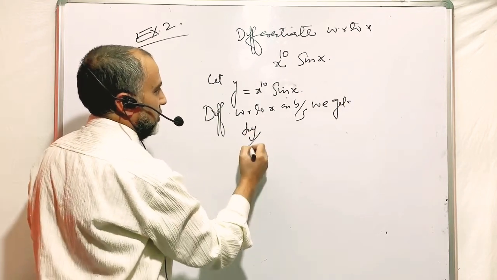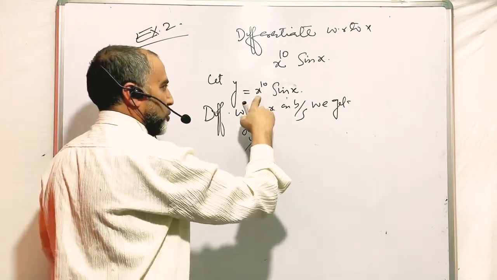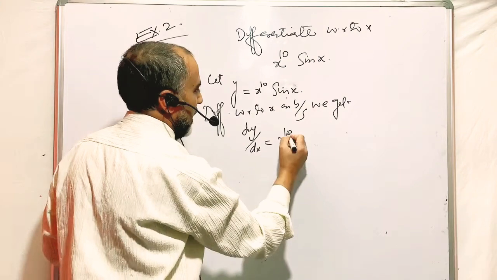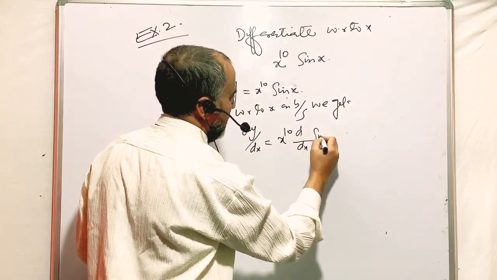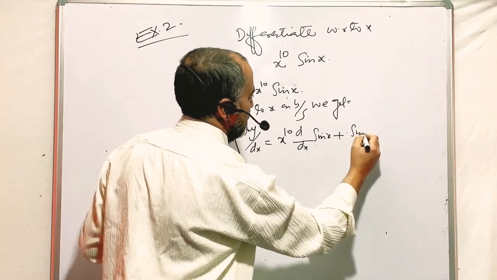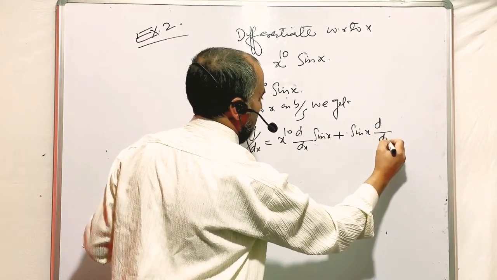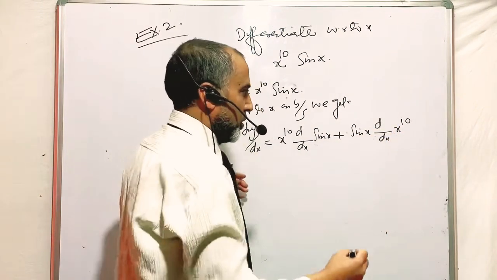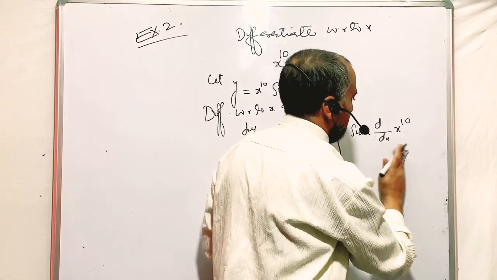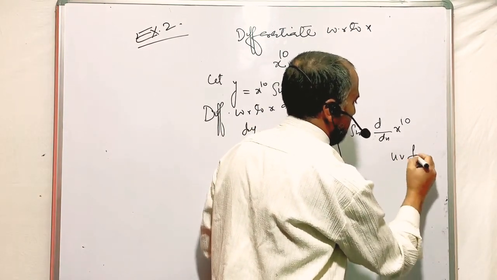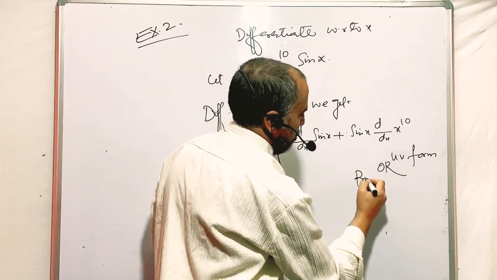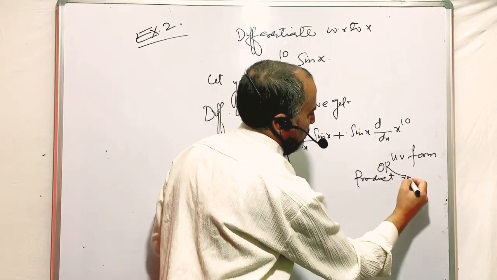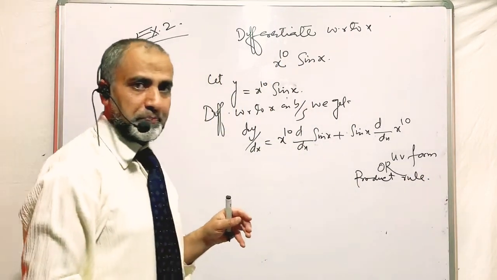We'll get dy by dx, u into v. This is u, this is v. First function as it is, into derivative of d by dx of second function, plus second function into derivative of first function. इधर आप mention कर सकते हैं, this is uv form, या simply, or simply we call this as product rule, product rule for differentiation.